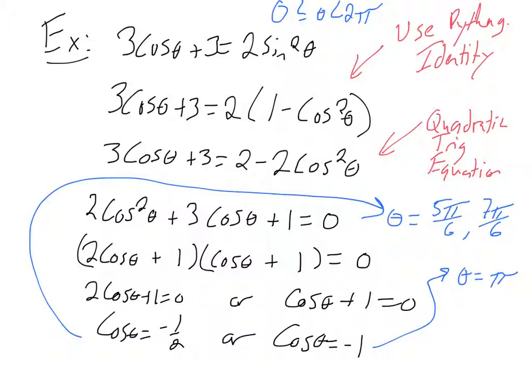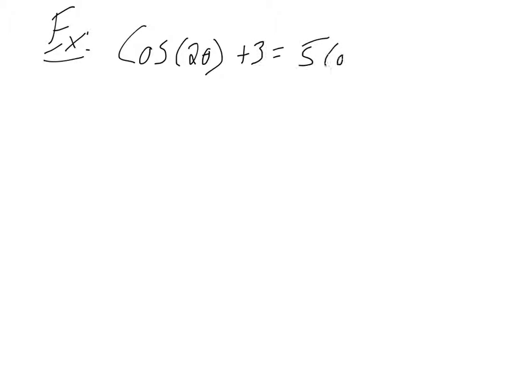Okay, so using trigonometric identities is a powerful way of solving equations when they're not in the form that you want them to begin with. So I'm going to give you another one. I'm not going to give you any hints for this next one. If I have cosine 2 theta plus 3 is equal to 5 cosine theta, and I want to solve that between 0 and 2 pi, go ahead and give that a try.